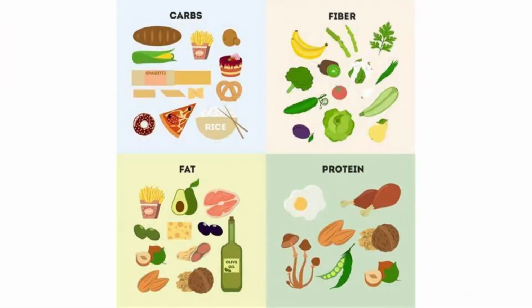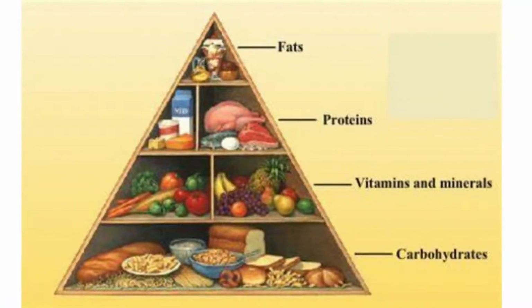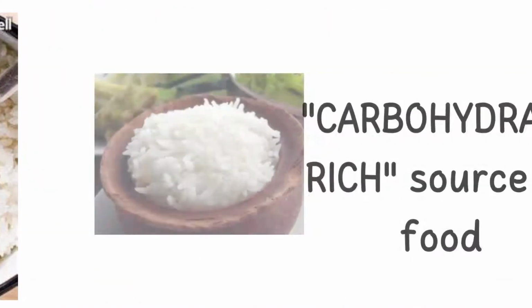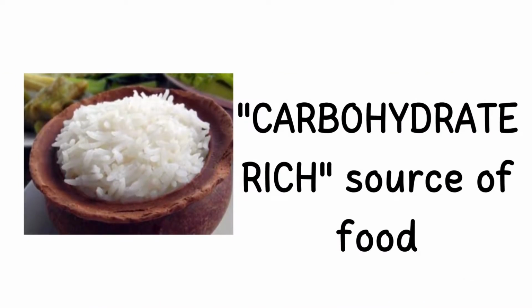Most food items usually have more than one nutrient. However, in a given raw material, one particular nutrient may be present in much larger quantity than the other. For example, rice has more carbohydrates than any other nutrients. Thus, we say that rice is a carbohydrate-rich source of food.